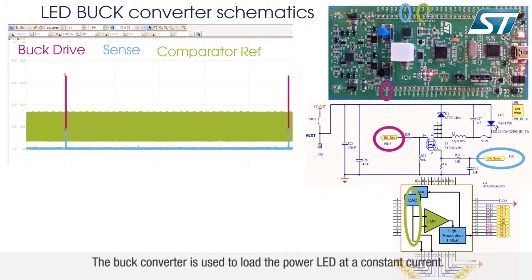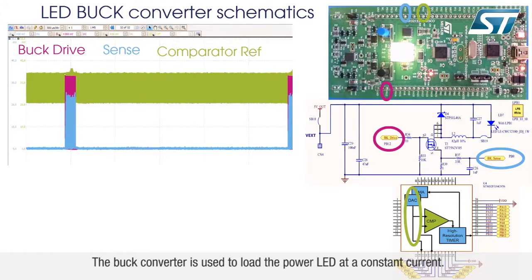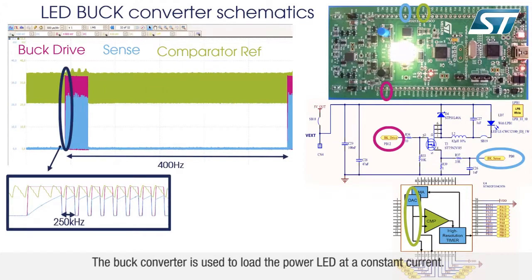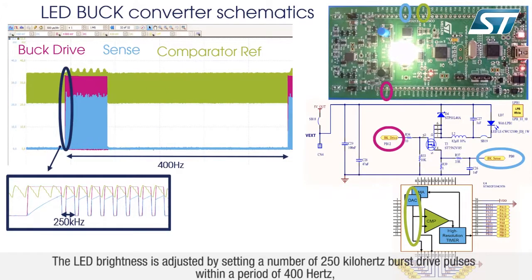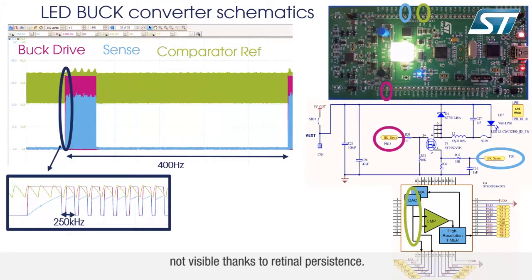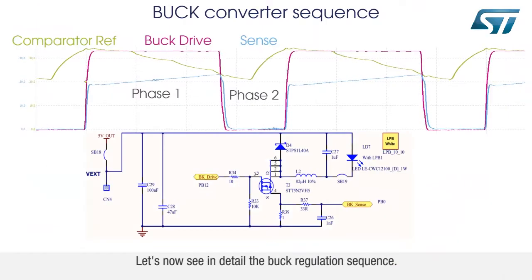The buck converter is used to load the power LED at a constant current. The LED brightness is adjusted by setting a number of 250 kHz burst drive pulses within a period of 400 Hz, not visible thanks to retinal persistence. Let's now see in detail the buck regulation sequence.